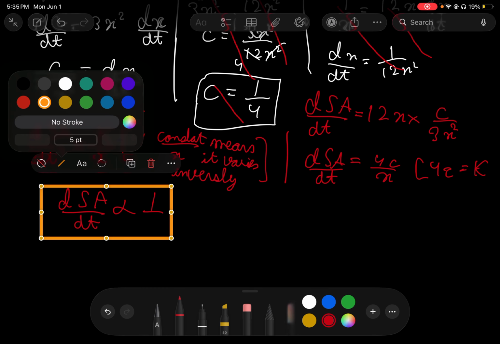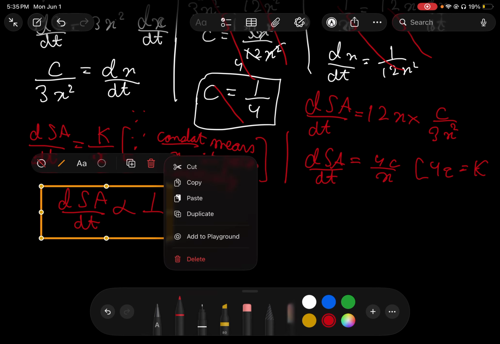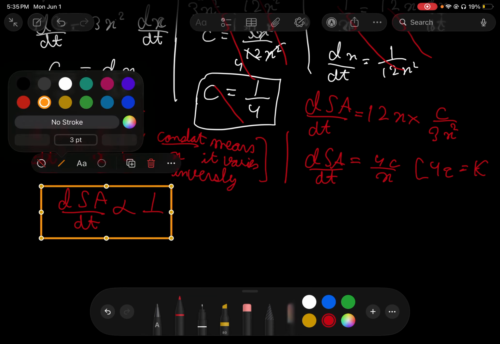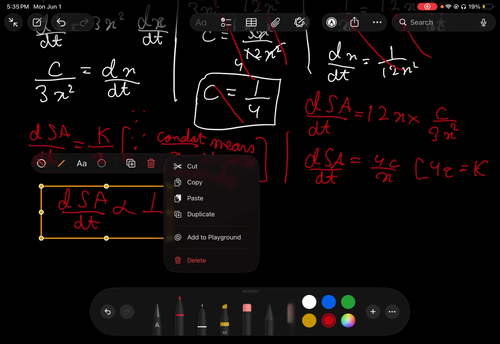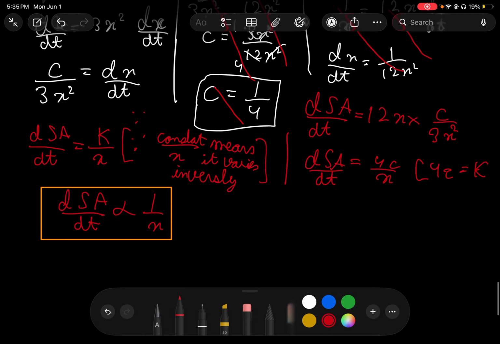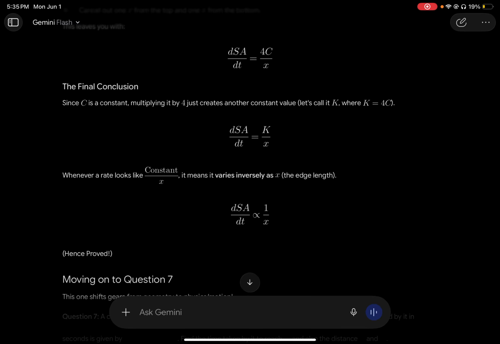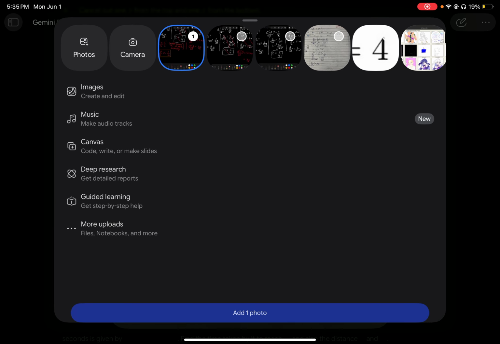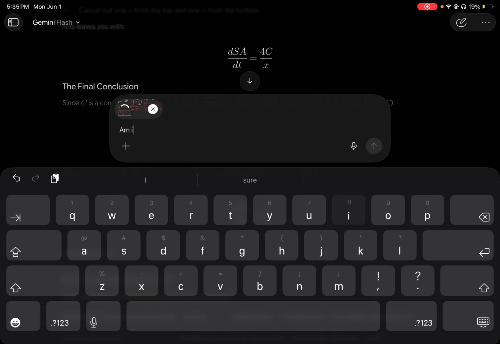Guys, these boxes are really necessary. If you ask me, these boxes are super necessary. Can I copy this? Oh, I can copy. God damn, I didn't even know this. Okay, guys, I did it. Let me get my praise from Gemini. Am I correct? Is this correct?